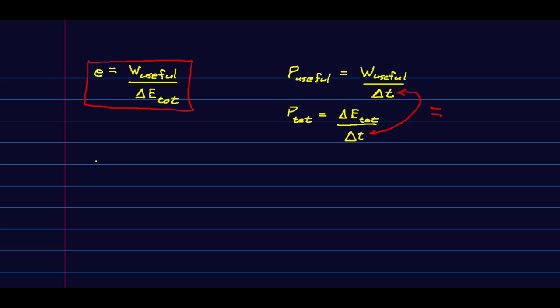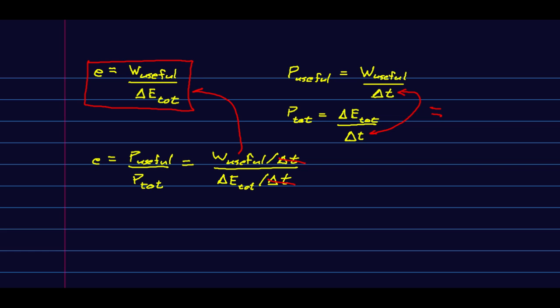And so if you calculate the efficiency using the powers, then each of those has the same delta T in it. And so those delta T's are just going to cancel, and you get back the same expression. And so it doesn't matter whether you work in terms of powers or energies when you're calculating an efficiency.